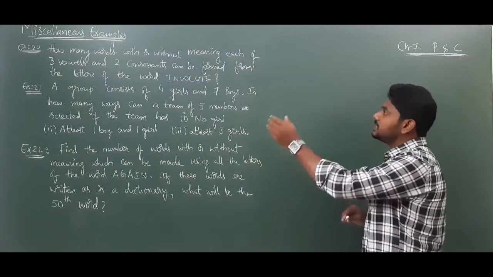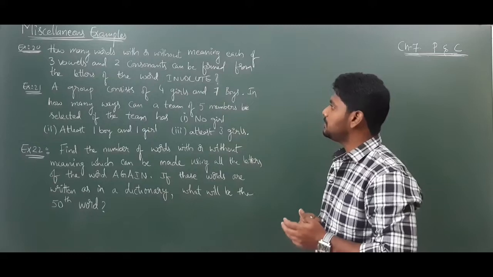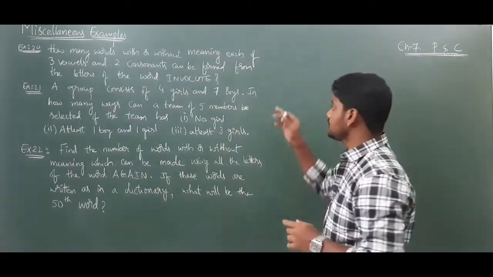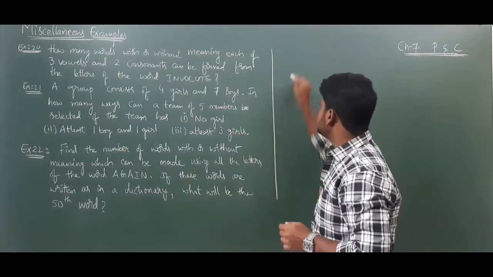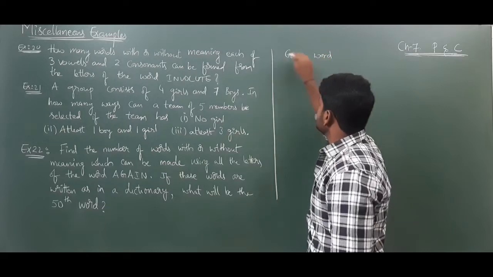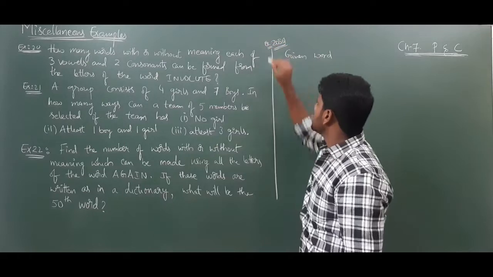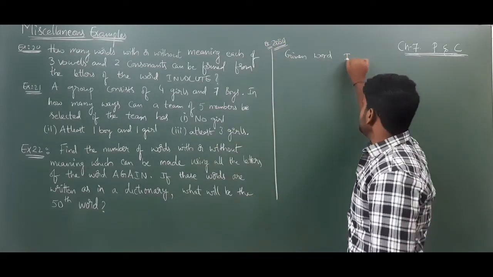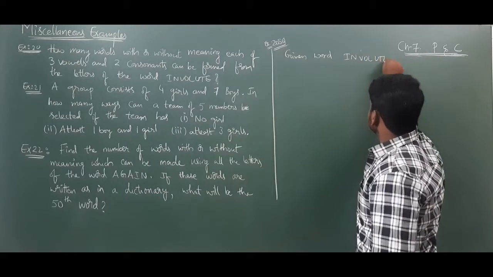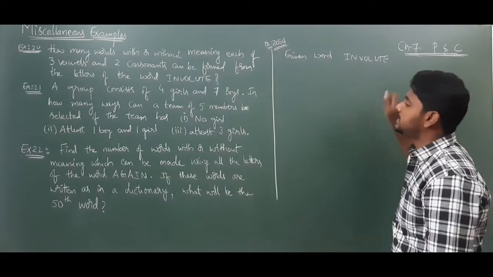How many words with or without meaning, each of 3 vowels and 2 consonants can be formed from the letters of the word involute? So first of all, I will write the given word. So this is example number 20th solution. So what is given word? Involute. So how many letters we have in that word? 1, 2, 3, 4, 5, 6, 7, 8 letters we have.